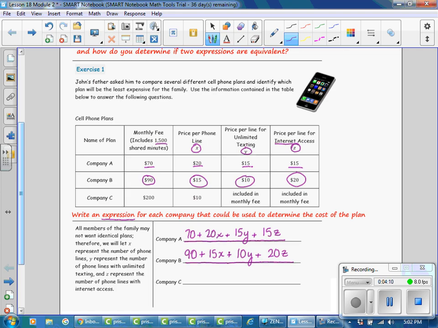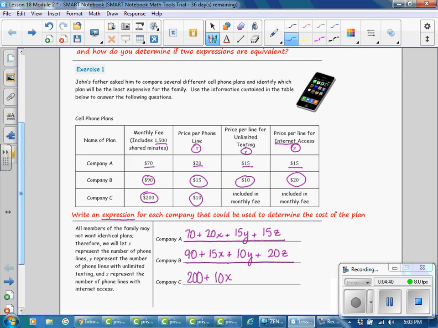For Company C, now you will use $200 for a monthly fee for Company C, and that seems very expensive. In addition to that, you will pay $10 per phone line. So if you had one phone line, it would be $10. If you had two phone lines, it would be $20. If you had three phone lines, it would be $30. Since we don't know the number of lines, we write 10 times x, which is 10x.